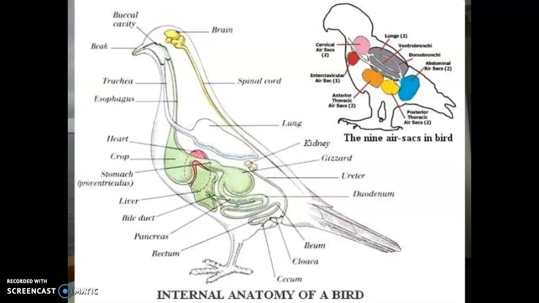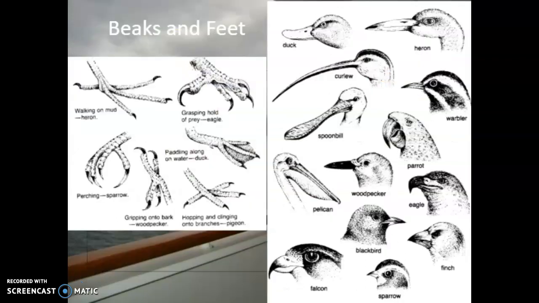Birds have different digestive systems than you and I. So here you can see that birds have a crop, which leads to a very muscular gizzard. So they don't have a stomach, and then their intestines are much shorter. So birds have a bunch of strange modifications that are designed for flight. They also have hollow bones. And then there's a variety of different feet and beaks.